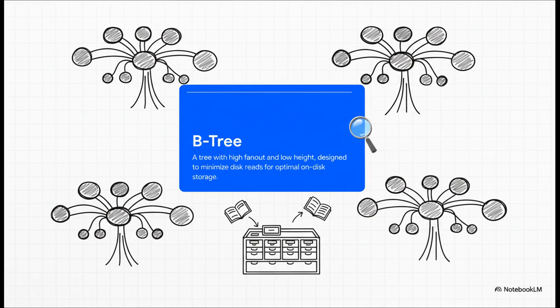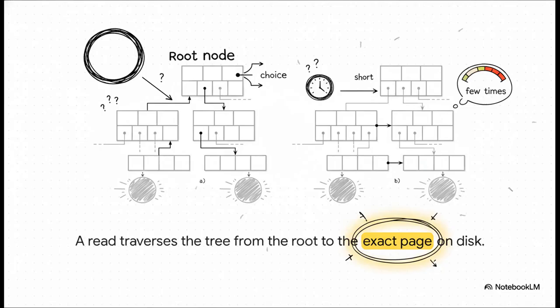Think of it like the most efficient library card catalog you've ever seen. In just a few lookups, you can go from millions of options down to the exact one you need. So when you need to read something, it's incredibly efficient. You start at the top, at the single root node, you make a choice, and you hop to the next level. Because the tree is so short, you just repeat this a few times, and boom, you've landed on the exact page on disk that holds your data. You've minimized those slow disk reads.